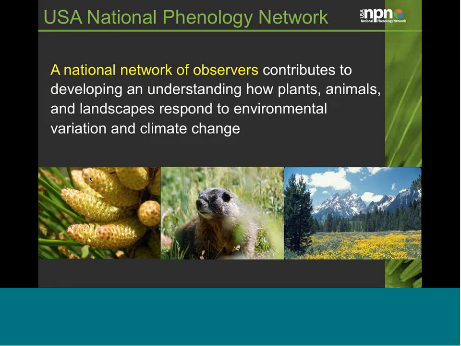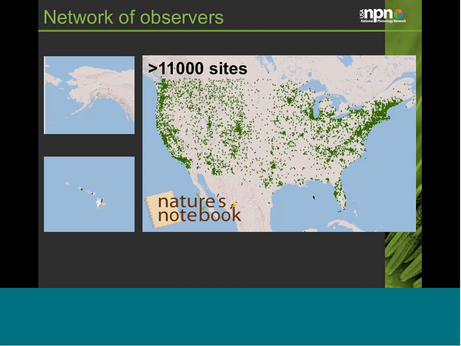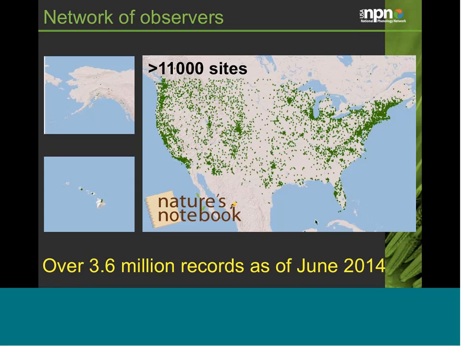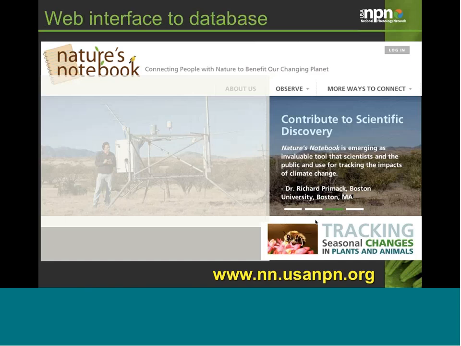Now, Nature's Notebook is our program and how we implement phenology monitoring for really all of our stakeholder groups. This provides direct access to our National Phenology Database. And so Nature's Notebook in and of itself can be viewed as a comprehensive phenology monitoring program. And you start with this web interface to the database. And the attributes of Nature's Notebook include over 900 species, a third animals and two-thirds plants are represented.